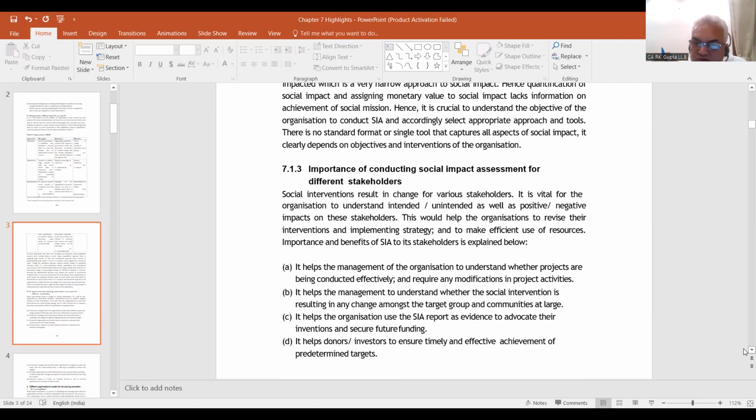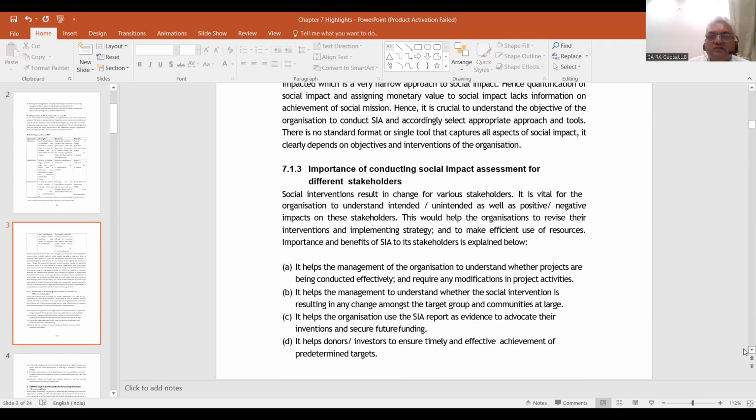Second is whether that social intervention is resulting in any change among the target groups. So those whom they are trying to help, whether they are really getting the help, whether the resultant change is there or not. So that is the second thing. Third is it helps the organization use the social impact assessment report as evidence to advocate their interventions and secure future funding. Now this is an objective report. So if they show the social impact assessment report that they were able to influence the targeted beneficiaries, the targeted stakeholders, it can help them in future funding also.